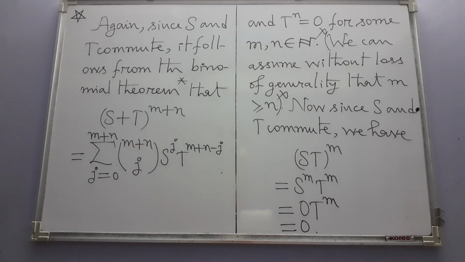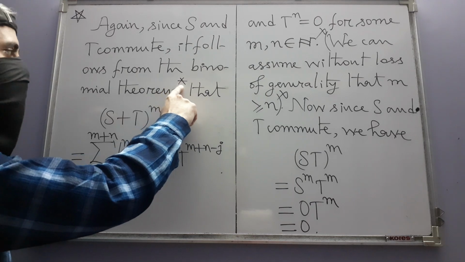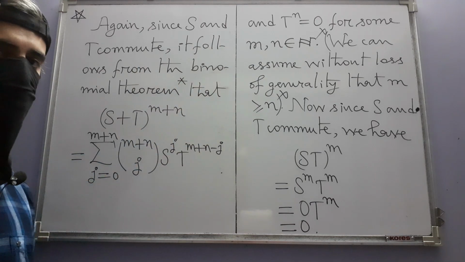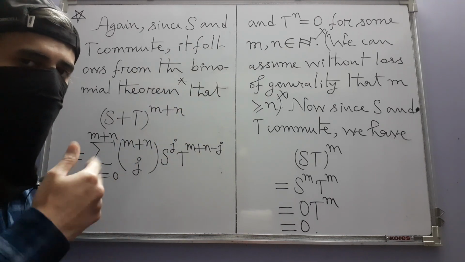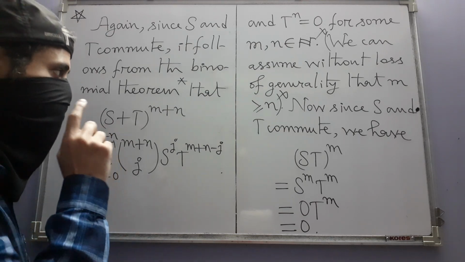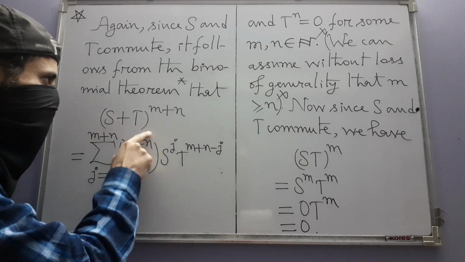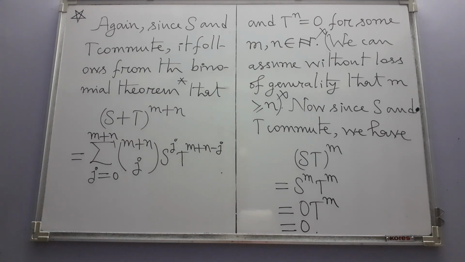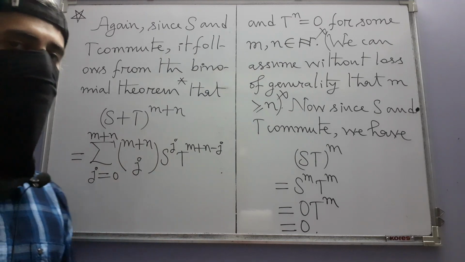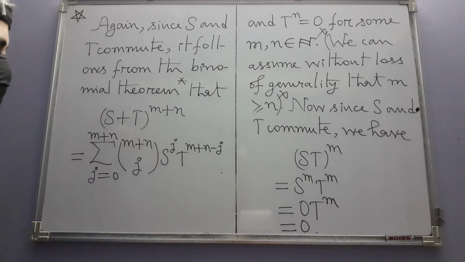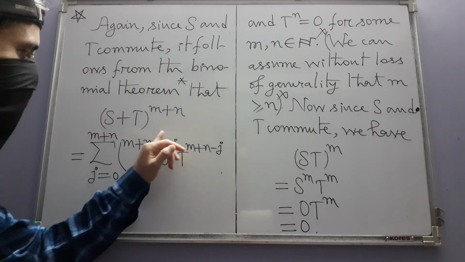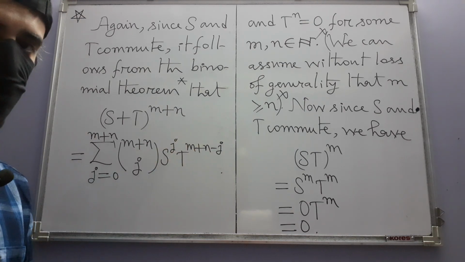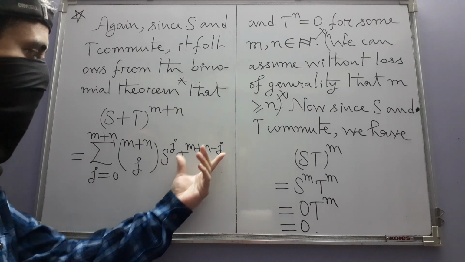Alright. So that is why I have put a star here. This is not the standard binomial theorem, but the version of binomial theorem in a ring when the ring elements commute. Now we need to figure out that this actually will be equal to 0. Now here we can see that there are powers of S, S to the power j, where j is varying, and powers of T as well.